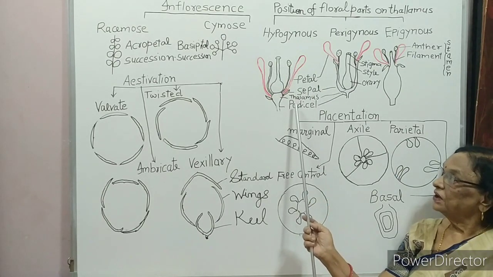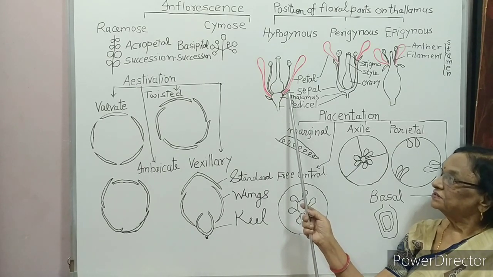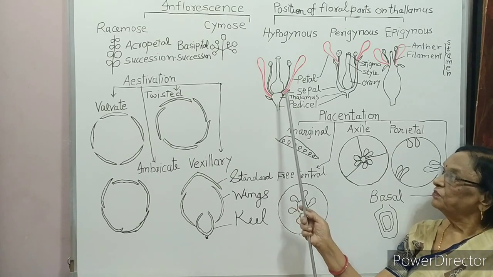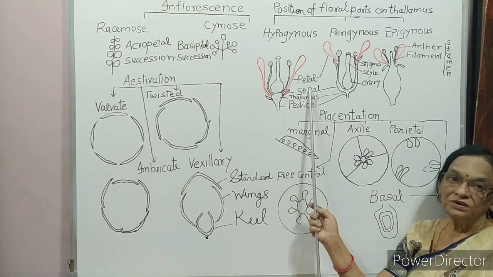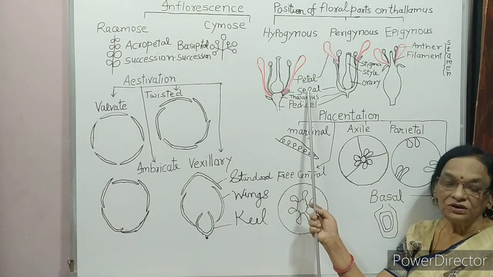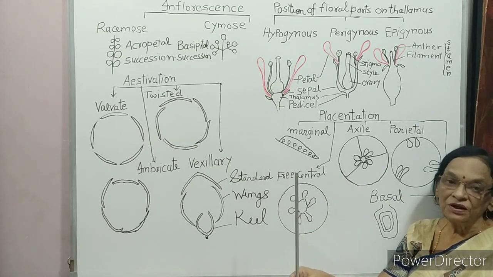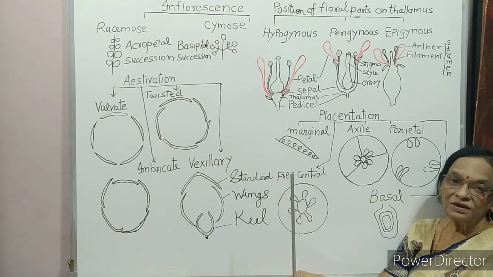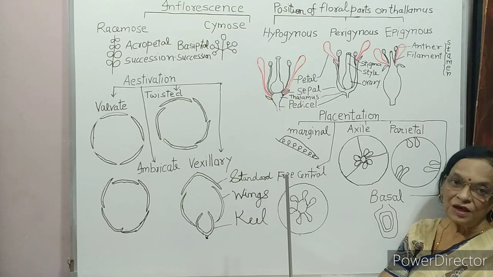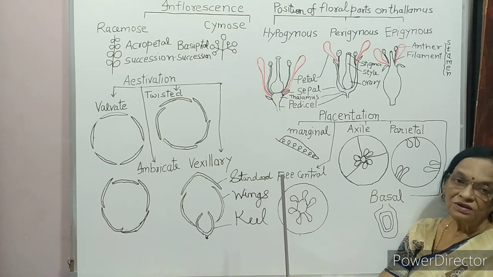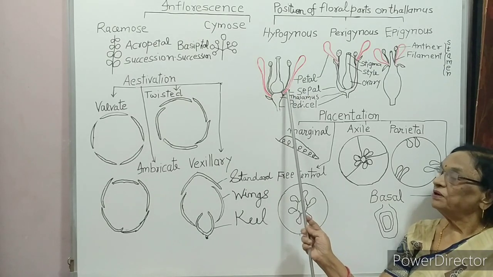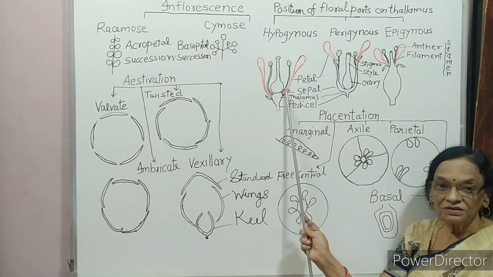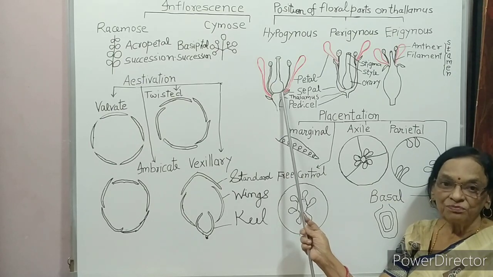Now parts of a flower. First part of a flower is calyx. This calyx is made up of units called sepals. So sepal is one unit. A group of sepals forms the calyx. If sepals are united, it is called gamosepalous, and if sepals are free, it is called polysepalous.